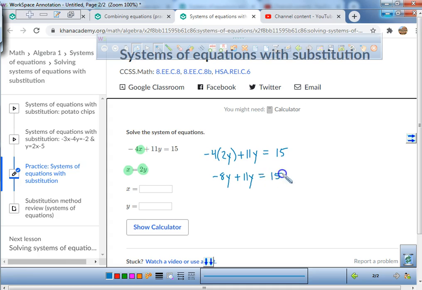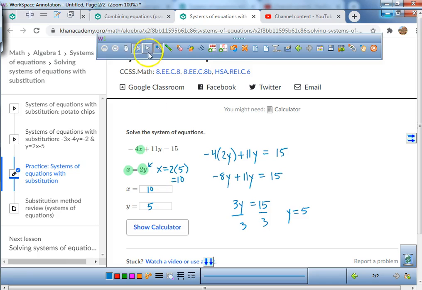Add these together. If I'm going too fast, you can always pause me. You can't pause me in class, but you can pause me right here. Then after we add these together to get 3y, we divide both sides by 3, and y equals 5. So I know my y value is going to equal a 5. Well, once I get my y value equal to 5, I get to plug it in right here. So x is equal to 2 times 5, which is 10. So I'm going to put a 10 and a 5.